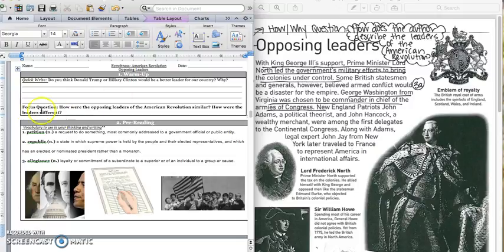Our focus question for today is, how were the opposing leaders of the American Revolution similar and how were they different? So we are going to be comparing and contrasting the two leaders.